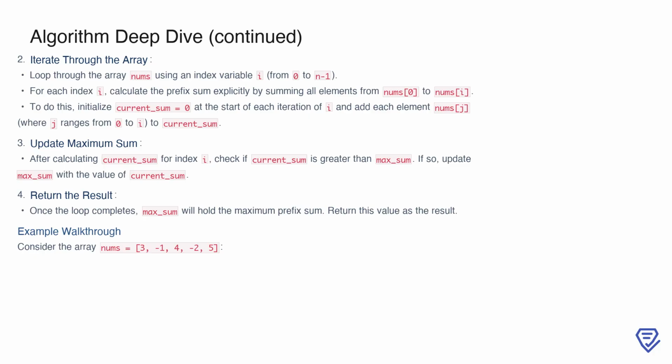After calculating the prefix sum for index i, we check if it exceeds the current value of max_sum. If it does, we update max_sum to hold the new maximum value. Once we've processed all indices, the max_sum variable will contain the maximum prefix sum, which we return as the result.